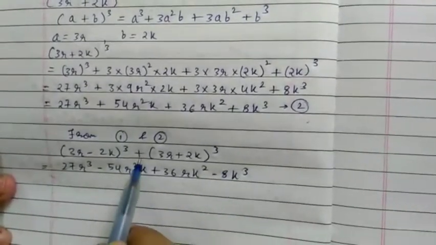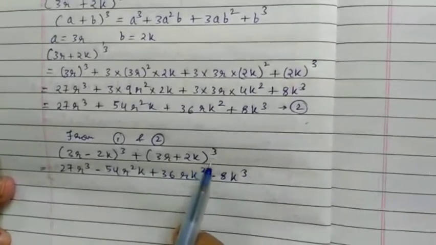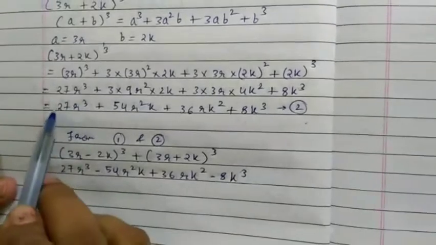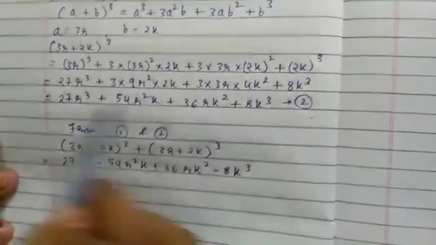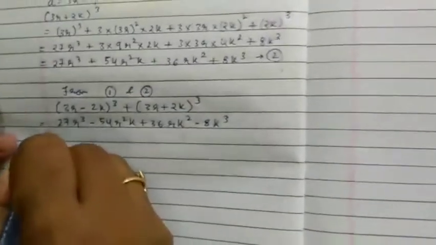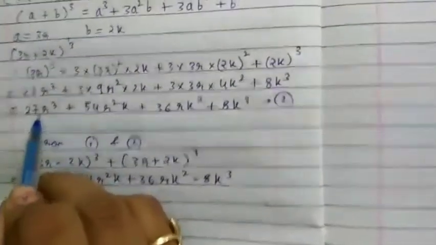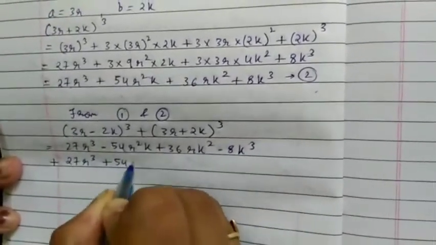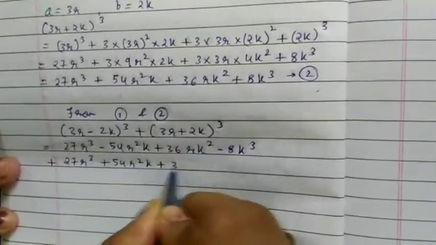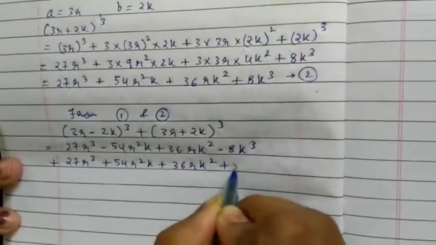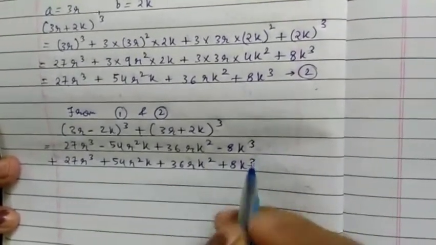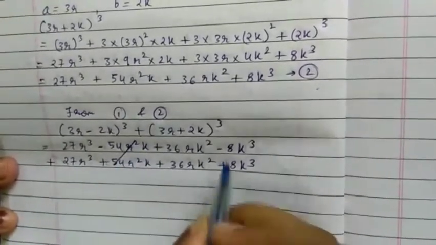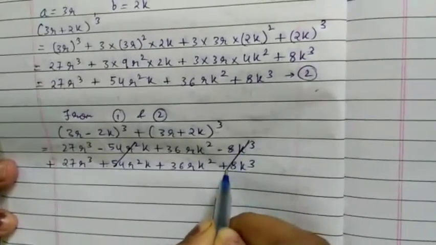Okay, now plus sign is there, so no change in the sign inside the bracket, so you can simply write the next equation, number 2. So simply put a plus sign and write the next one, equation 2. So we have 27 r cube plus 54 r square k plus 36 r k square plus 8 k cube. Okay, same number with opposite sign we are going to cancel.